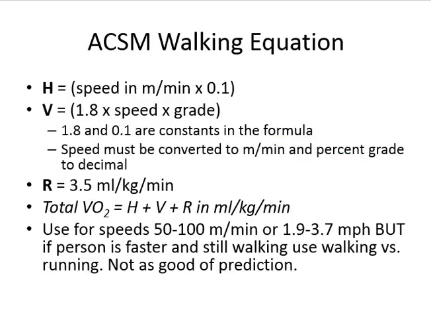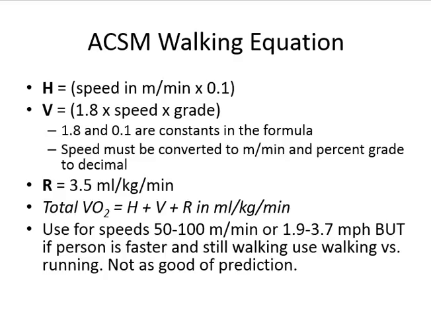So the ACSM walking equation, you can see I've bolded these, to get the total VO2: a horizontal component, the vertical, and the resting. To calculate your VO2 for the horizontal component, you've got to get your speed in meters per minute. So miles an hour times 26.8. Then you have to add your vertical component. So 1.8 is just a constant. 0.1 is just a constant in the formula.